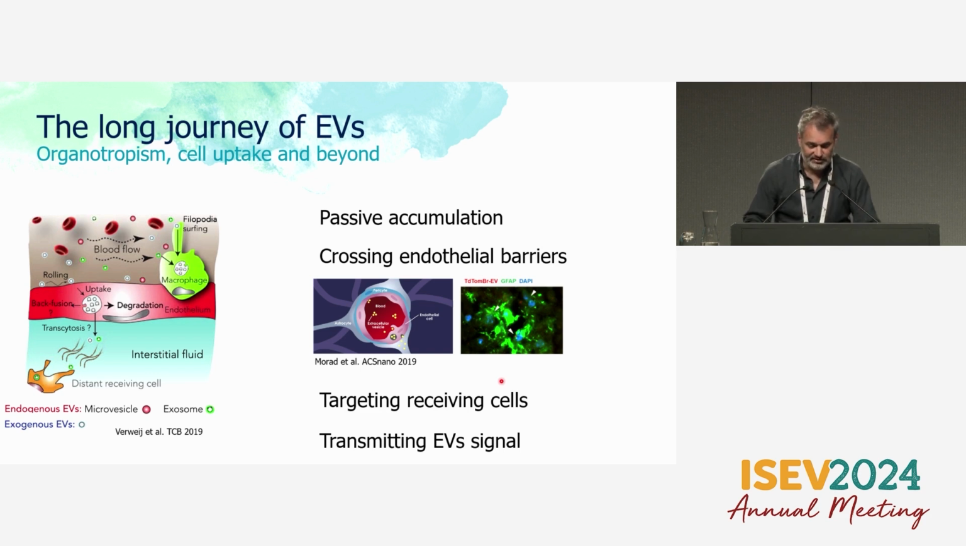And in this particular paper, they showed that EVs can cross the endothelium by transcytosis, meaning being taken up at the apical side of the endothelium, trafficked through the endothelium, and released on the basal part. And then finally, once in the tissue, EVs will eventually target receiving cells and transmit their signal. How that works in vivo is so far very poorly understood.